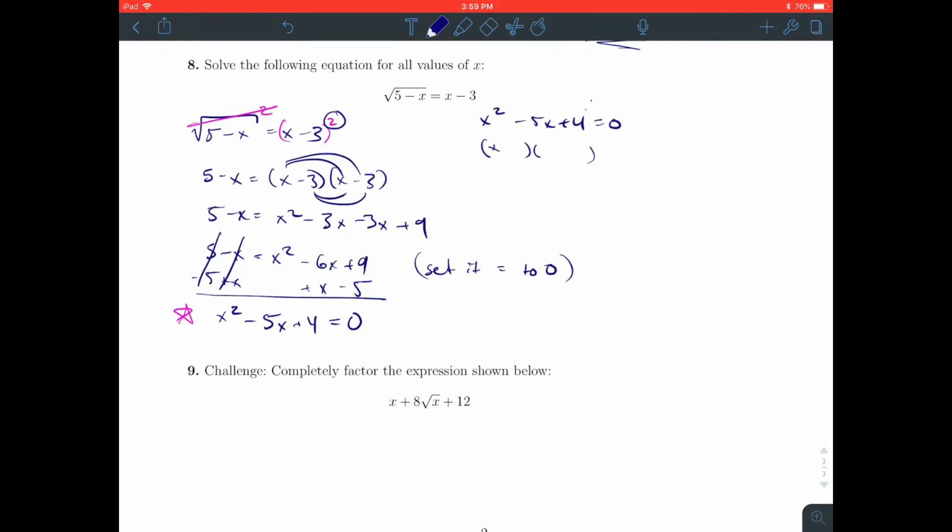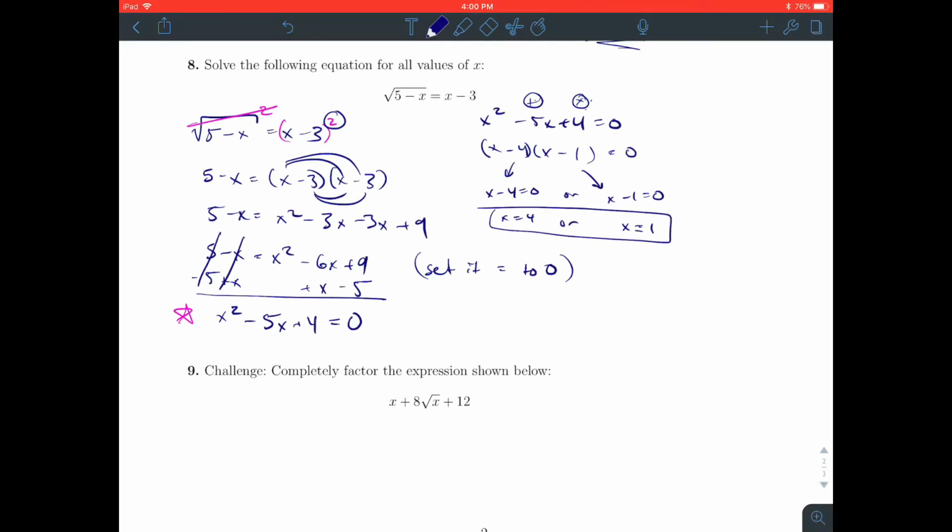Now factoring that gives us x minus 4 times x minus 1, because negative 4 plus negative 1 is negative 5. Negative 4 times negative 1 is positive 4. Now, because we need two numbers that multiply to 0, either this is 0 or this is 0. That means that x equals 4 or x equals 1.